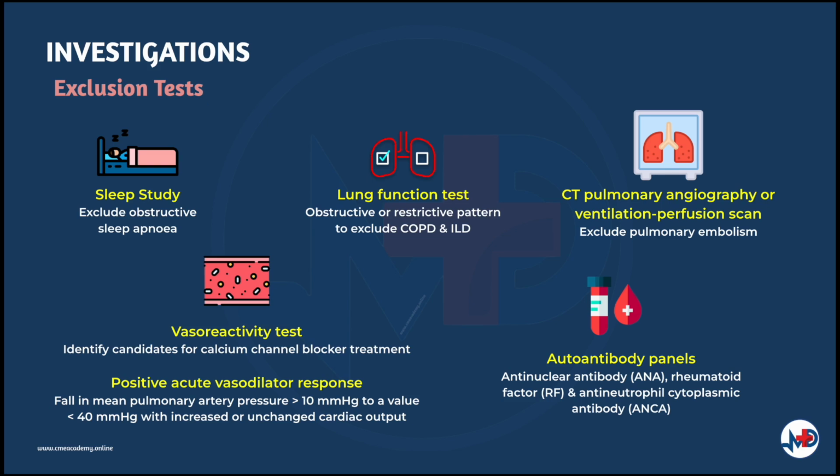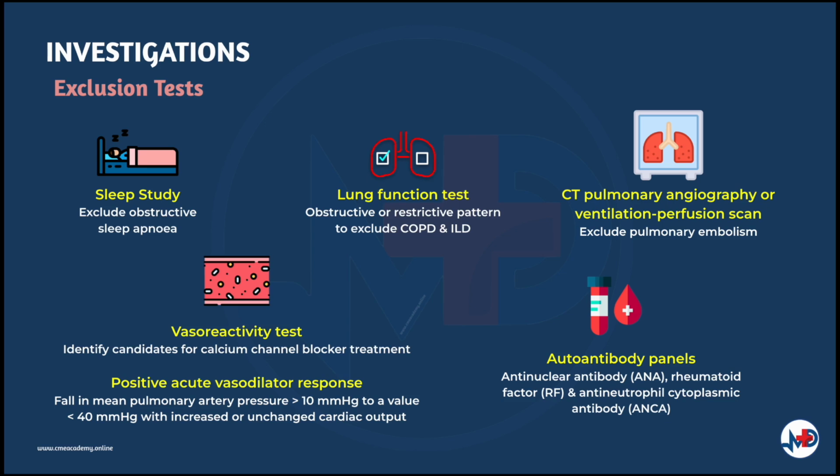Another special test for pulmonary hypertension is the vasoreactivity test, which has treatment implications. It can help identify candidates for calcium channel blocker treatment. It is done by administering short-acting vasodilator and measure the pulmonary arterial pressure. A positive acute vasodilator response is represented by the fall in mean pulmonary artery pressure of more than 10 mm mercury to a value less than 40 mm mercury with an increased or unchanged cardiac output.